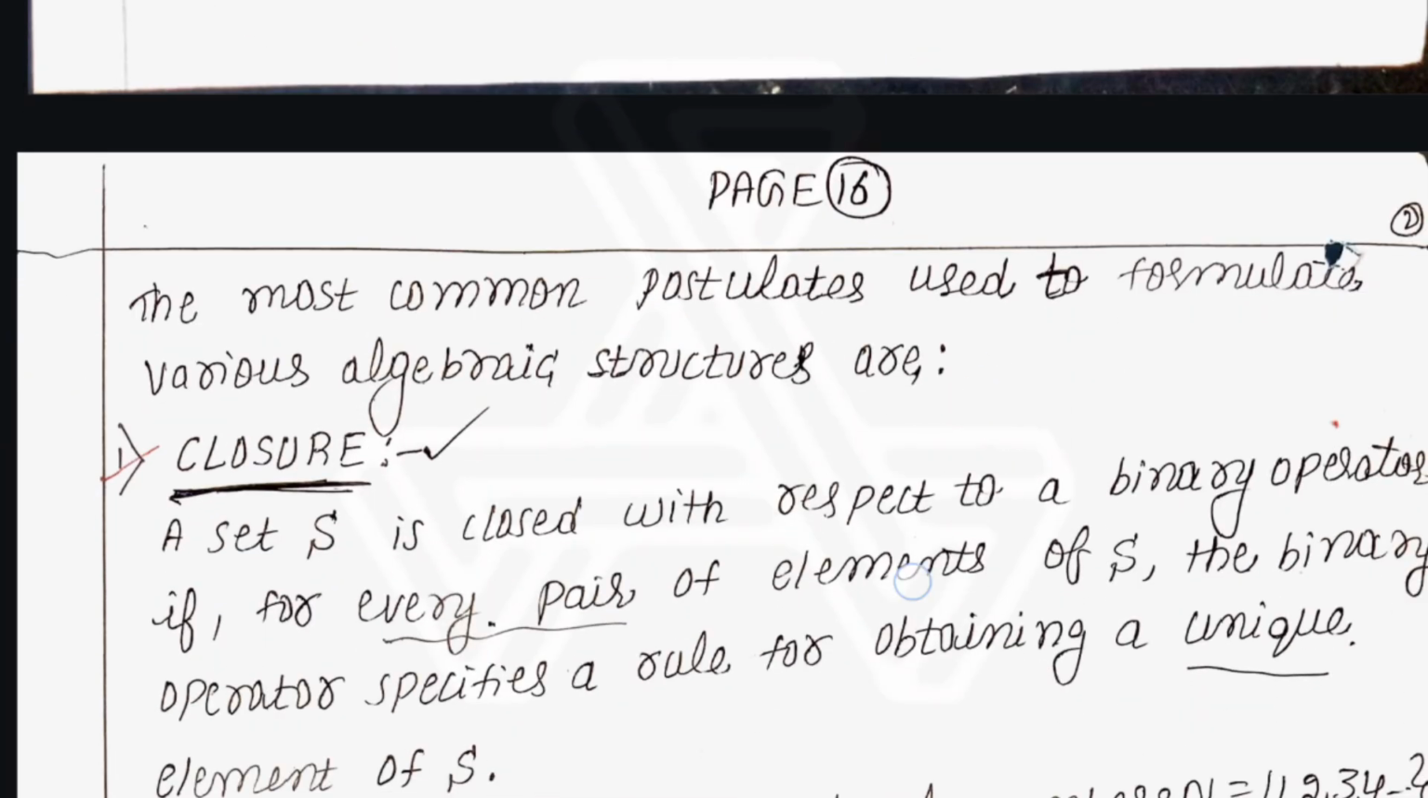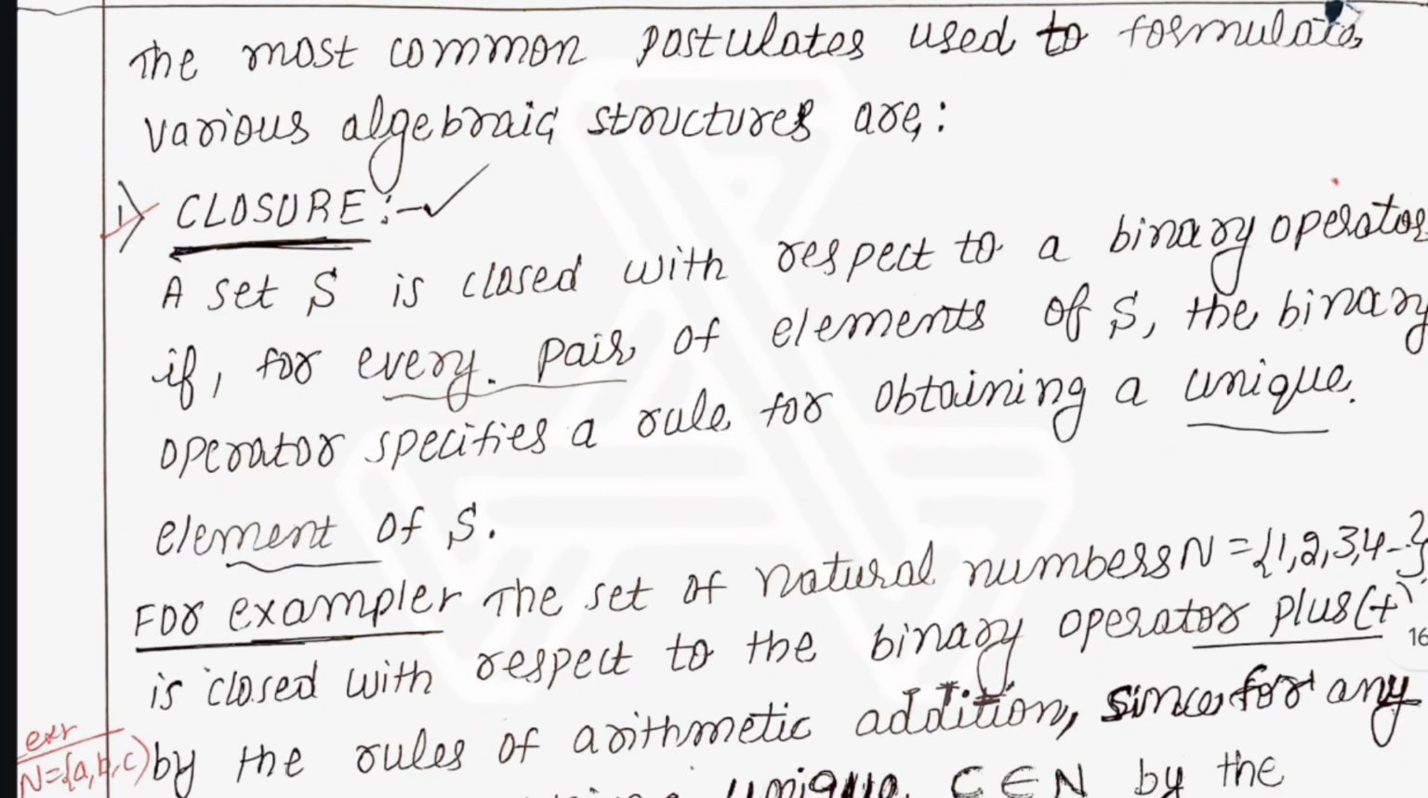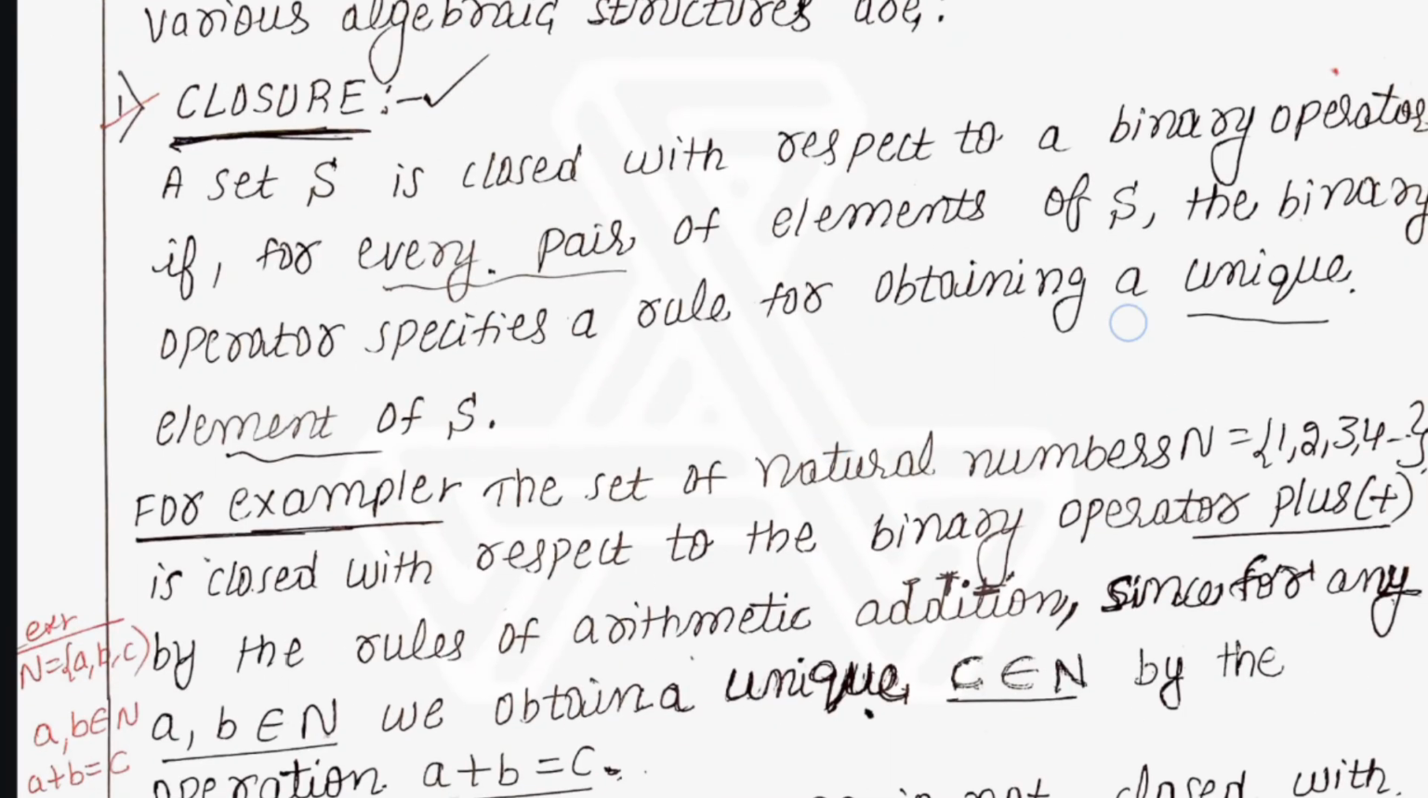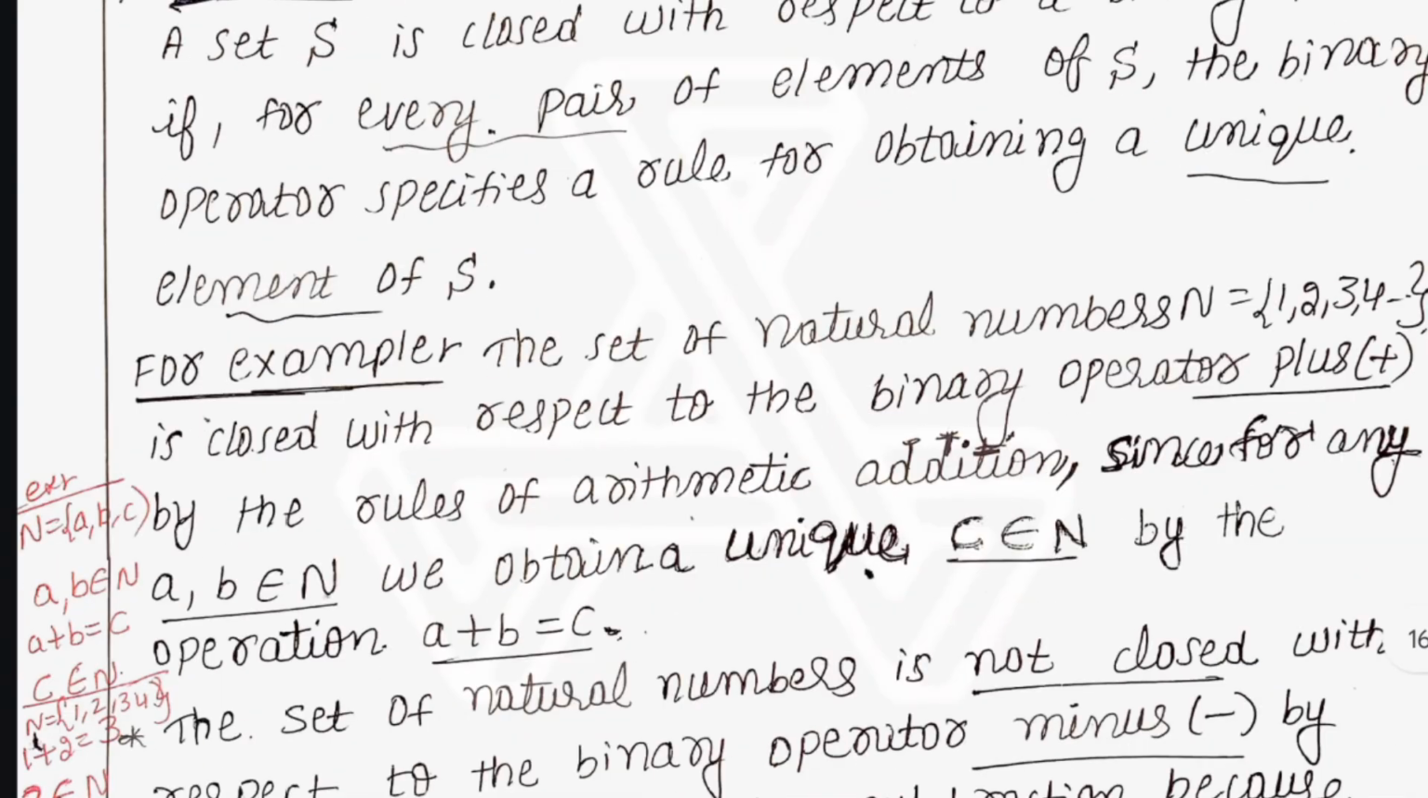Most common postulates used to formulate various algebraic structures are, closure. A set S is closed with respect to binary operator *, if for every pair of elements of S, the binary operator specifies a rule for obtaining a unique element of S. For example, the set of natural numbers N, 1, 2, 3, and 4, is closed with respect to the binary operator plus by the rules of arithmetic addition, since for any A, B belonging to N, we obtain a unique C belonging to N by the operation A plus B is equal to C.